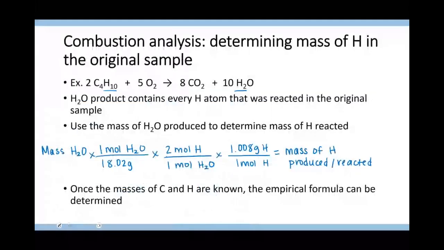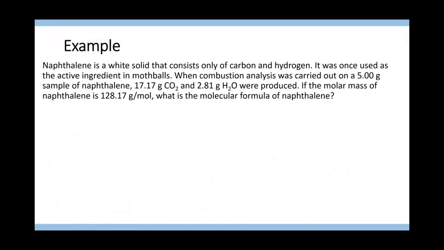So this slide shows how we get mass of hydrogen. The previous slide shows how we get mass of carbon. We're going to do an example on this next slide together. So naphthalene is a white solid, consists of only carbon and hydrogen. So we're only looking for mass of carbon and mass of hydrogen. It's was once used as the active ingredient in mothballs. When a combustion analysis was carried out on a 5-gram sample of naphthalene, it produced 17.17 grams of carbon dioxide and 2.81 grams of water.